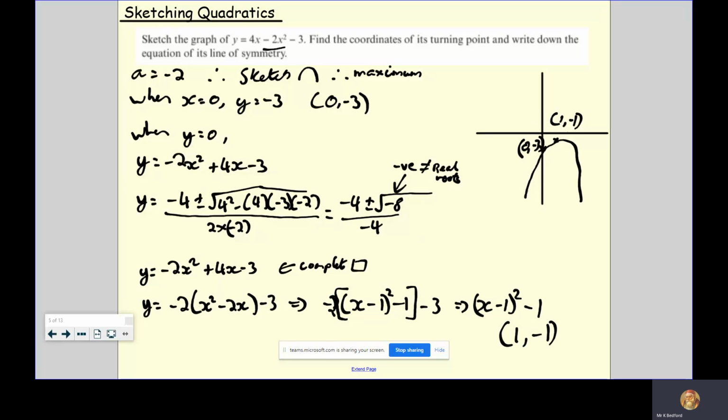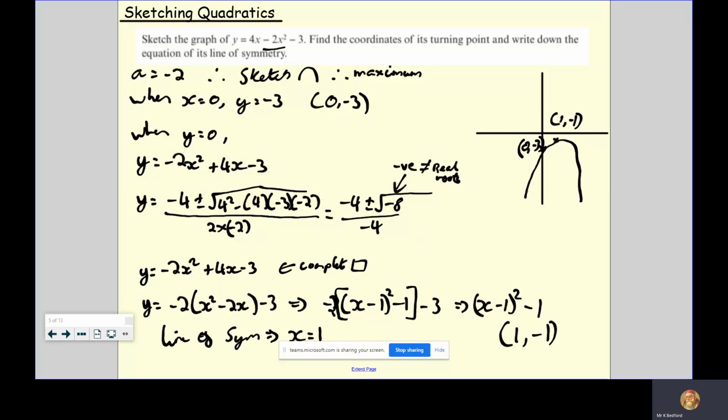I need to write down the equation of its line of symmetry. Well, as with any parabola, it's going to be symmetrical over wherever my turning point coordinate is. So the turning point coordinate is 1, -1. So my line of symmetry is going to be x equals 1.